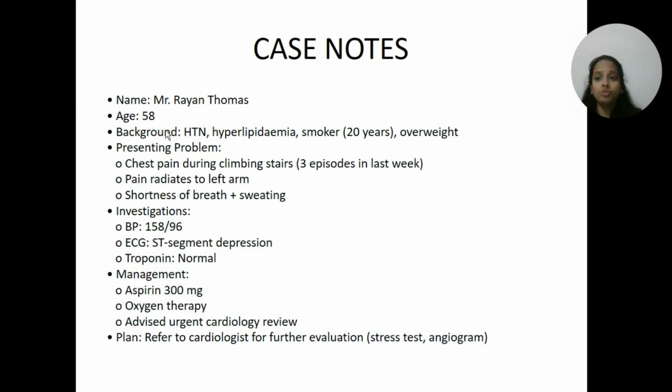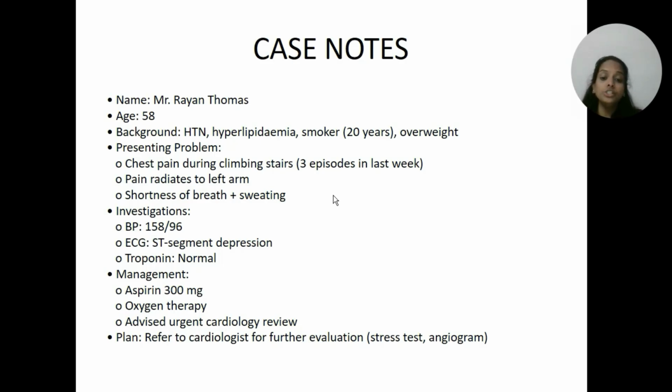Name: Mr. Ryan Thomas, age 58. Background: HTN, hyperlipidemia, smoker for about 20 years, overweight. Presenting problems: chest pain during climbing stairs, 3 episodes in the last week, pain radiates to left arm, shortness of breath plus sweating. Investigations: BP range as given, ECG ST segment depression, troponin normal. Management: aspirin 300 mg, oxygen therapy, advised urgent cardiology review.